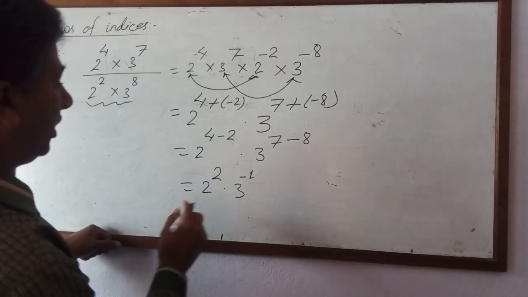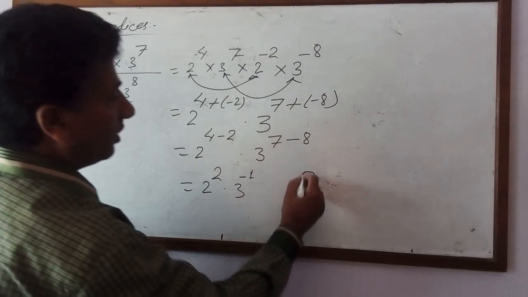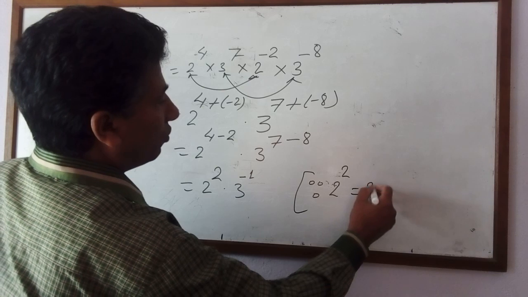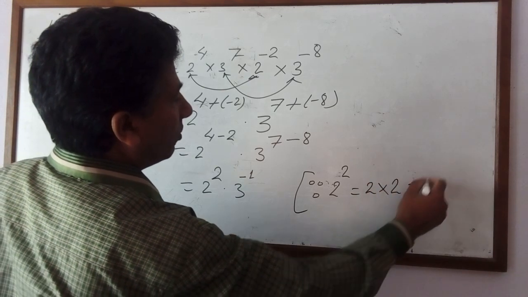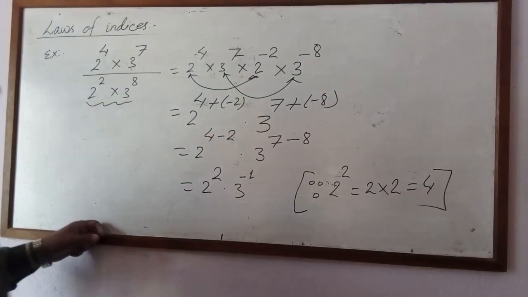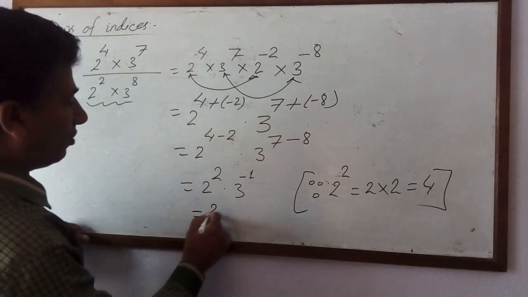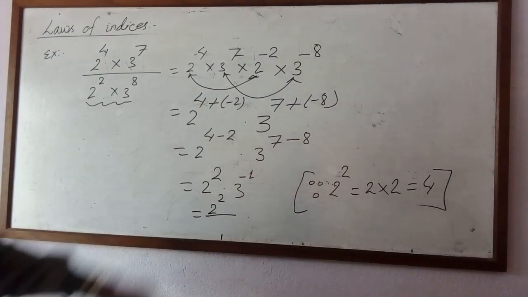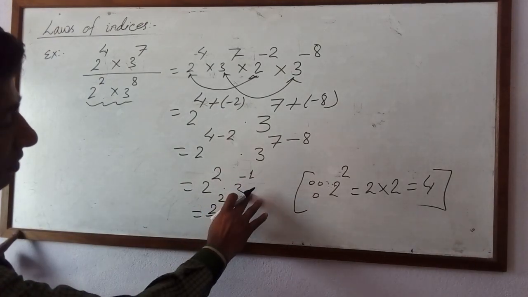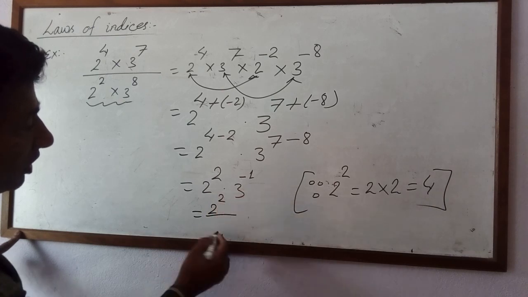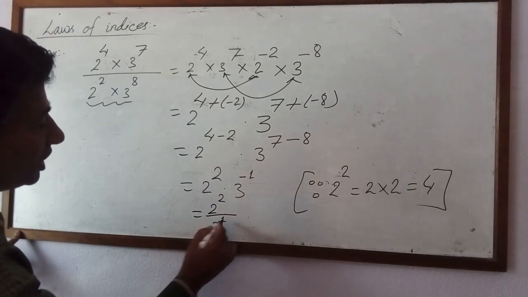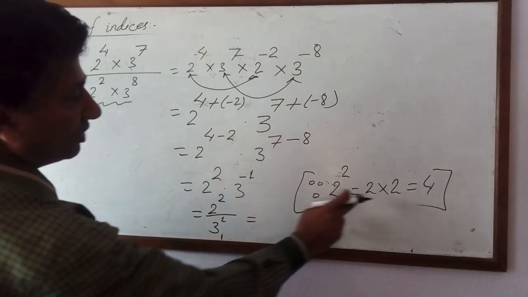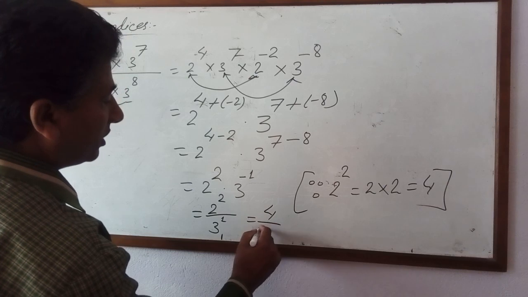Now here is this 2 squared. I have already explained that 2 squared means 2 times 2, which after multiplication will be 4. Now you can write 2 squared. This 3 has power minus 1. There is multiplication, and we can make it positive. Now I'll bring it down. When we bring it down, it will be positive: 3 power 1. This power 1 is not necessary to write. That's why it will be 4 by 3.